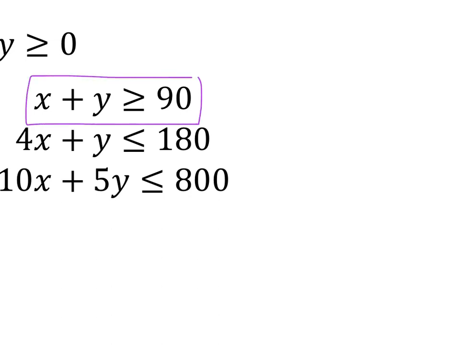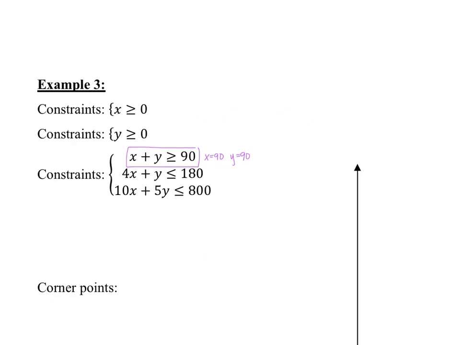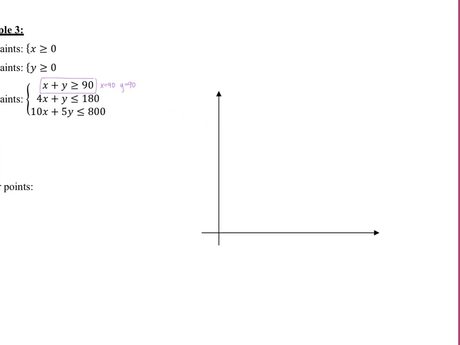Well, it's easy to tell. If there are no y's, then x must be 90. And if there are no x's, then y must be 90. So we are looking at the intercept method, telling us to connect x is 90 and y is 90. All right, so let's connect those two. I'm going to count by tens here. So 10, 20, 30, 40, 50, 60, 70, 80. I'll put 90 right there. And 10, 20, 30, 40, 50, 60, 70, 80, 90. And I will connect those two.